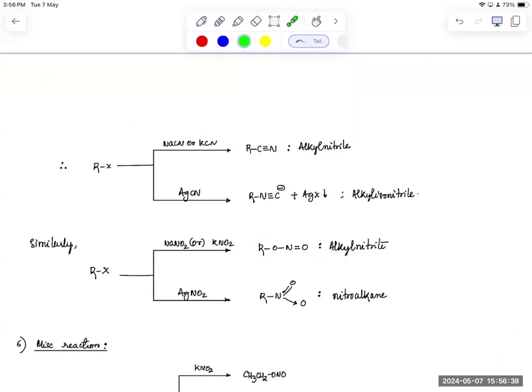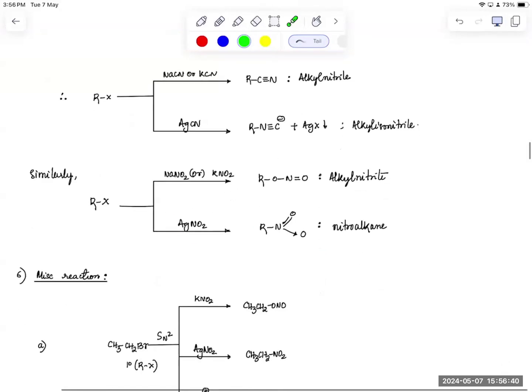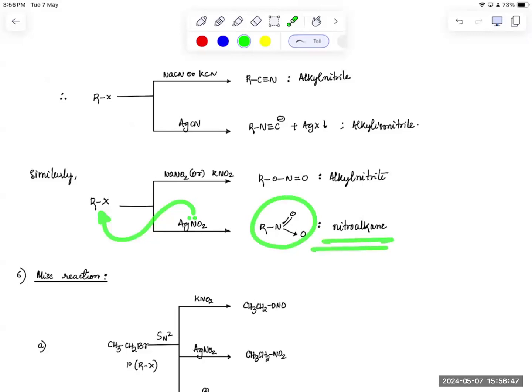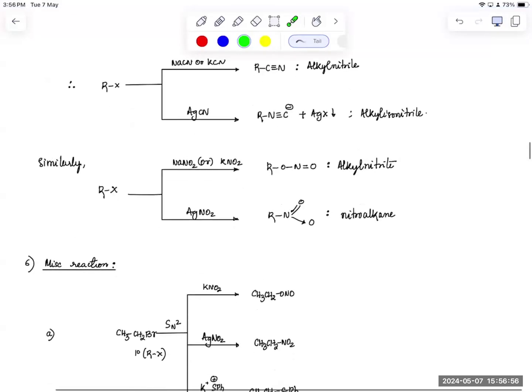This is alkyl nitrite. And when it comes to AgNO2, this time nitrogen's lone pair will attack. So that makes it nitroalkane. So remember what is the case with KCN and AgCN, KNO2 and AgNO2. The product will be slightly different.